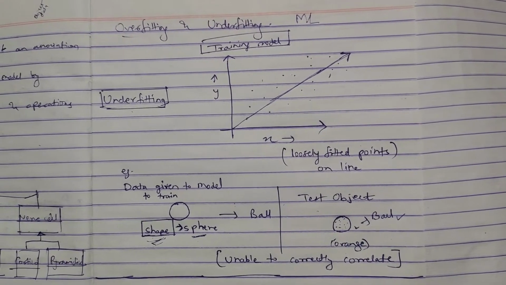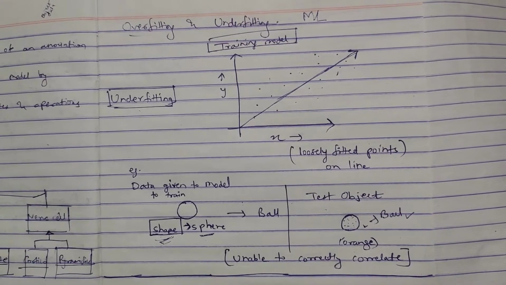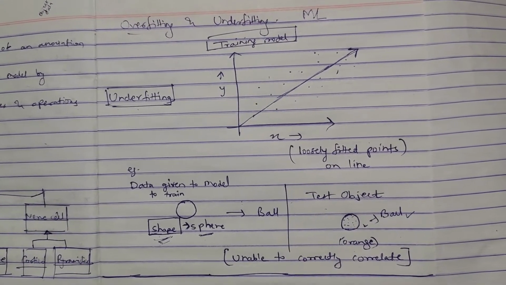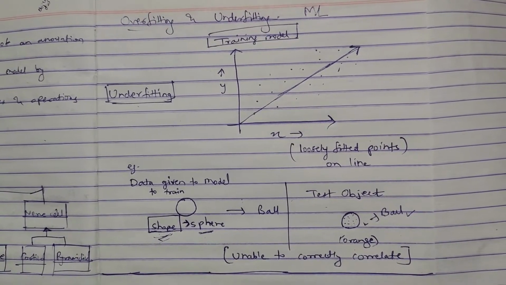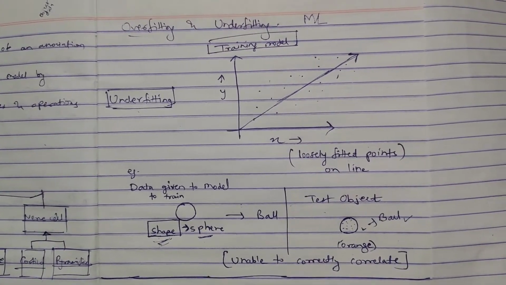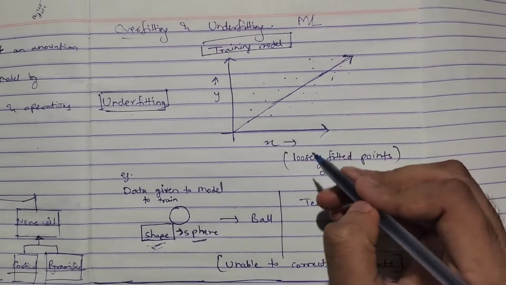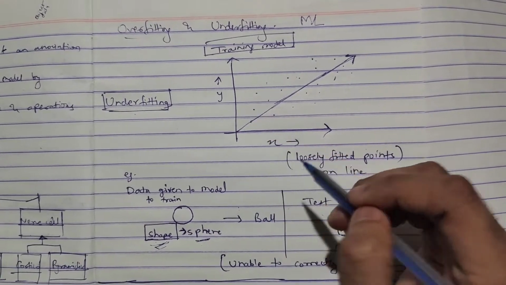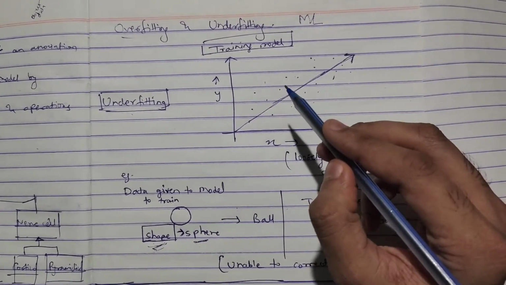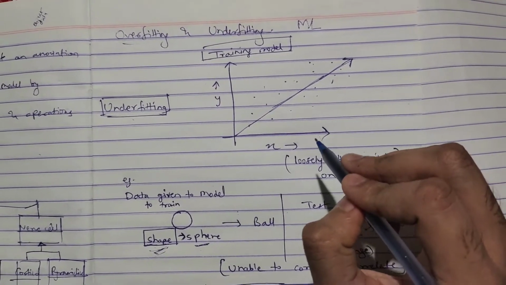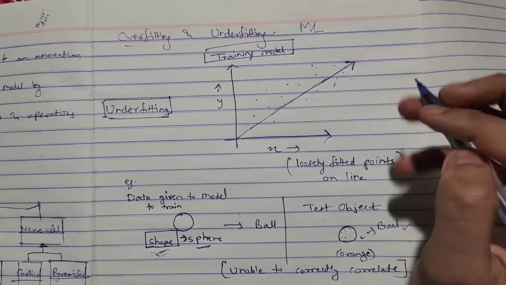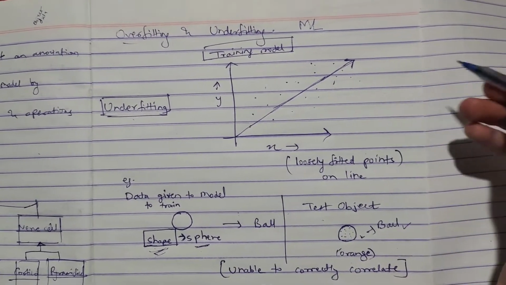Overfitting and underfitting in machine learning help us to generalize how the machine learning algorithm or model performs. Here we can see in the graphical representation, that is the graph of this model, x and y axis. On that plot, points are plotted. There is a simple line passing through these points. This is the generalization of the model.